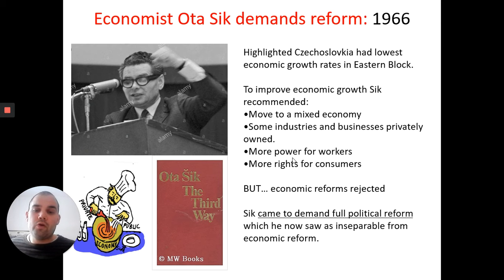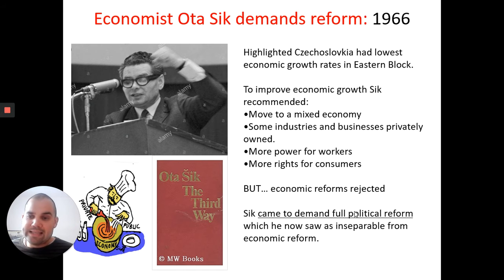Now, all of those reforms were rejected by the Communist Party at the time. As a result, what Sick came to demand was not just economic reform, but also political reform. He said that in order for his economic reforms to be carried out, he now recognized that it was inseparable from political reform. The reason the government aren't taking my advice to carry out these economic reforms, he said, is because they're scared of losing control and power over the economy.